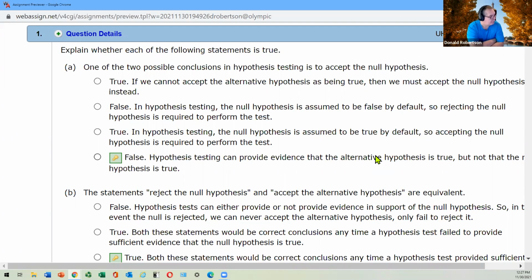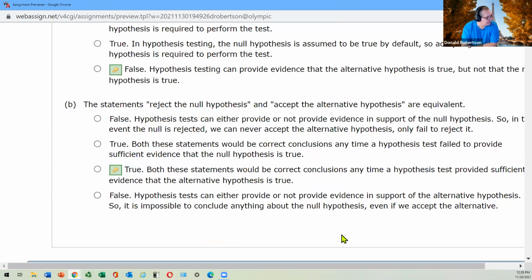Now, one of the two possible conclusions in a hypothesis test is to accept the null hypothesis, and that is false. You never accept that the null hypothesis is true, or just accept it. You either say there's not enough evidence to reject it, right? Or you say there is enough evidence to reject it, right? So hypothesis tests can only provide evidence that the alternate is true. It never tells you that the null is true.